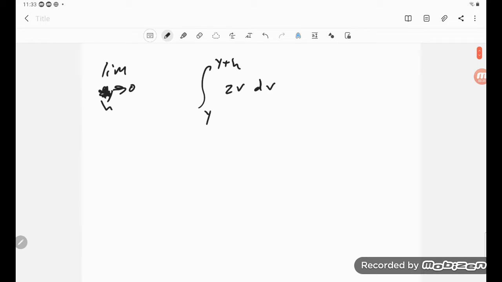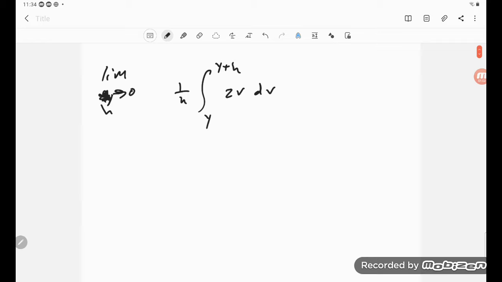Where I hadn't, it was lost in my notes that I'm going to divide this by h. So I'm going to put a 1 over h here. Now that changes the problem, but we'll see going back to the original that, well, no, actually it doesn't. So if we do this, then notice that this is v squared, so we get y plus h squared minus y squared over h.